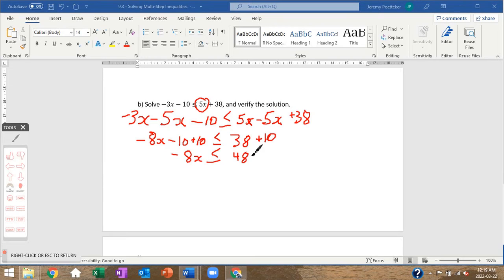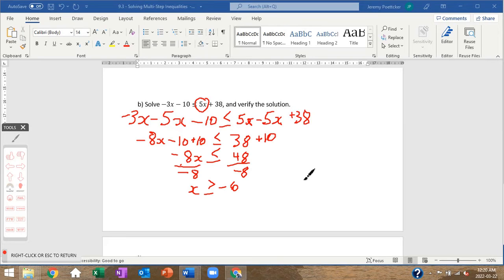Happily, I can see that 48 can easily be divided by 8 and give me a nice answer. So I'm going to divide both sides by negative 8. Now what happens if I divide this by negative 8? Given that it's an inequality, this sign is going to flip. So as soon as I divide by negative 8, this becomes x is not less than or equal to, but greater than or equal to. 48 divided by 8 is 6. Positive divided by negative is negative, so this will be negative 6.